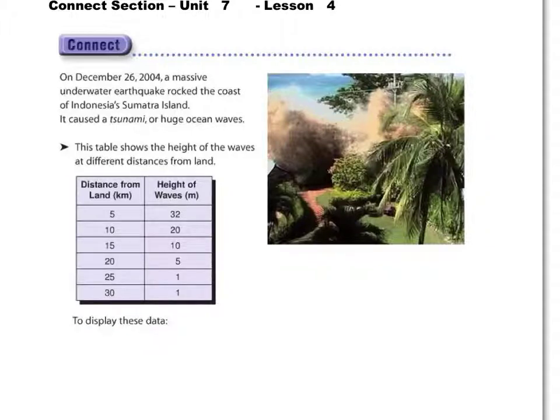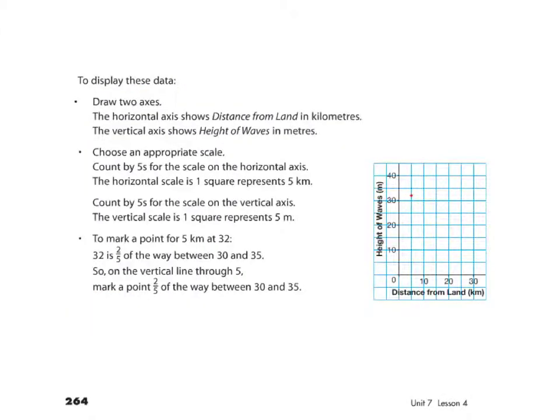Now, to display this data, we need to do a number of things. We need to draw two axes. The horizontal axis, the over, is always the first information in the table. So that's the distance from land, and we're being specific, so it's in kilometers. We also need the height of the waves in meters, and that's the vertical axis. Sometimes, remember, the horizontal axis is called X, and this vertical axis is called Y. Let's make that look more Y-ish. There we go.